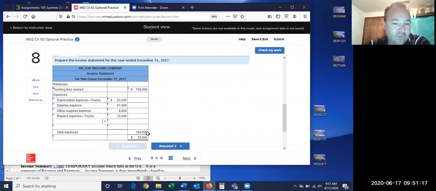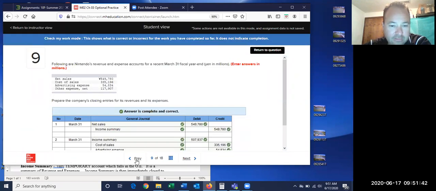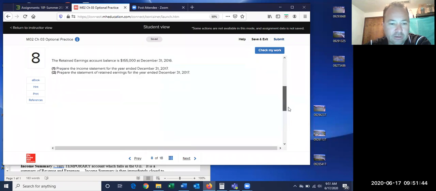And then when our revenues are more than our expenses, we simply call this net income. Net income of 25,500. Now, I'm going to jot this down, 25,500, because that's going to carry over into our statement of retained earnings. Got to go to part 2.